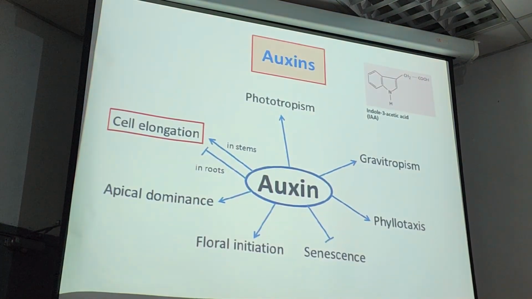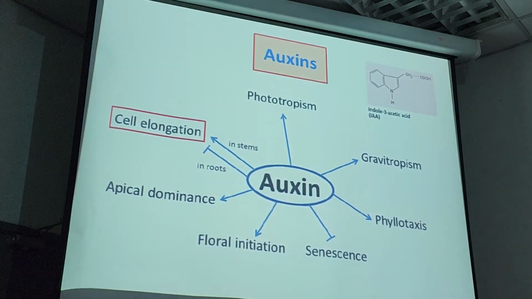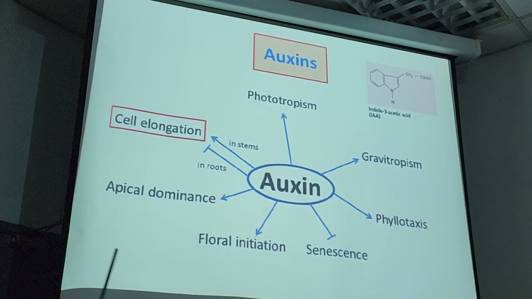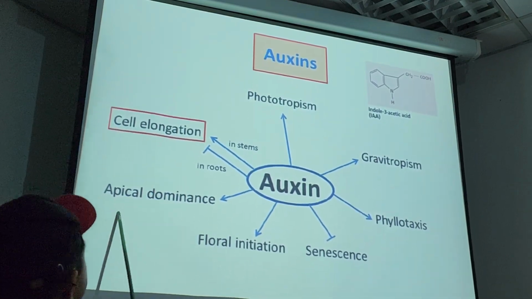So the function of auxin, there are many functions of auxin. It's not like human hormone, where estrogen is for all the female stuff. No, auxin does various functions. You've got phototropism that you have seen in Darwin's and his son's experiment, gravitropism, phyllotaxis, senescence, abscission, apical dominance.